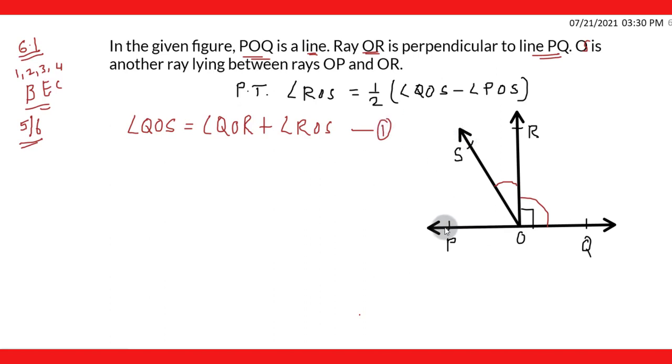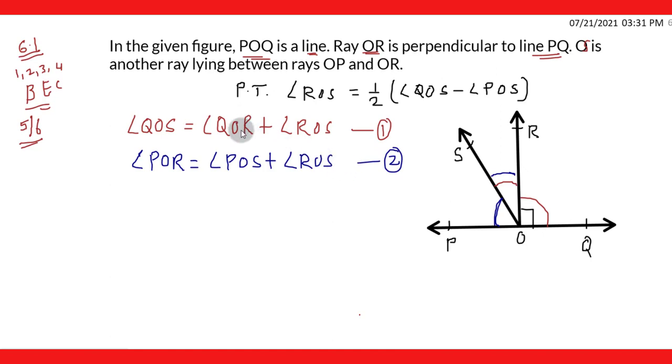Now here again angle POR is a sum of these two angles, that is angle POS and angle ROS. So I write that also. So angle POR is equal to angle POS plus angle ROS. Let it be number 2.